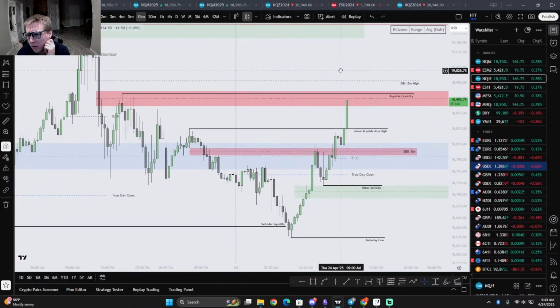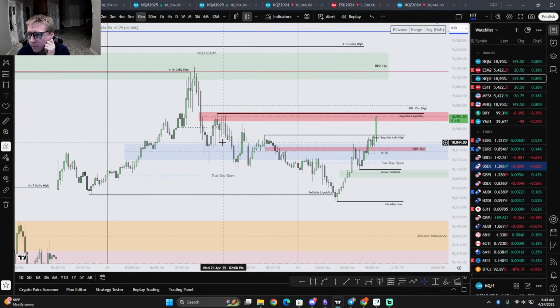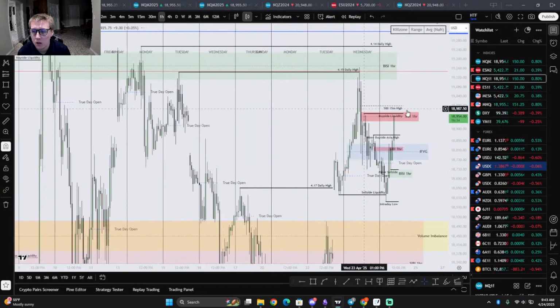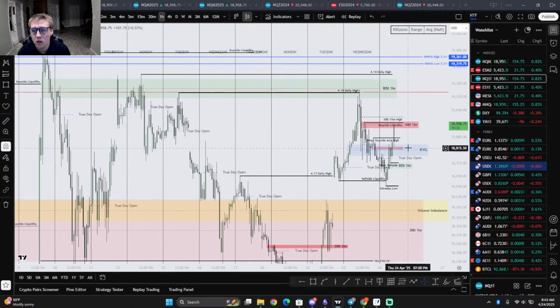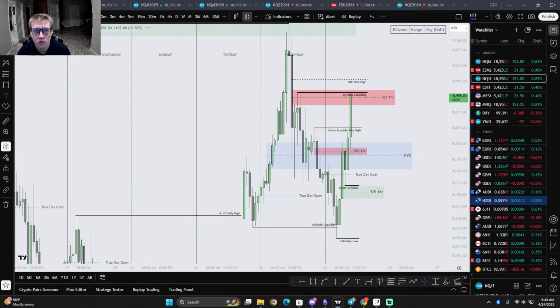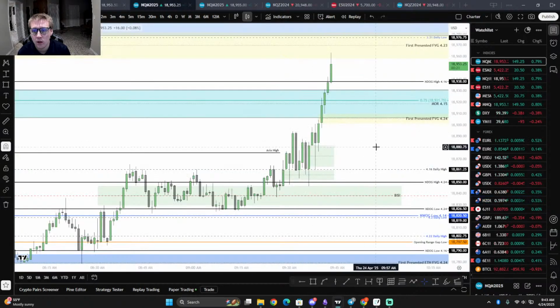Which, by the way, we're just displacing here. I wouldn't be surprised if we do want to take this high. Okay, first presented fair value gap hit.